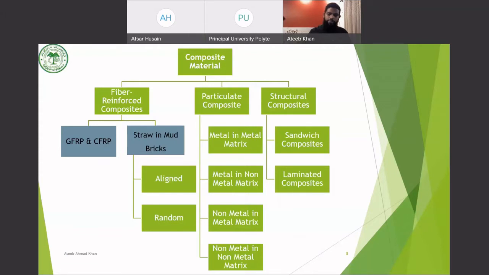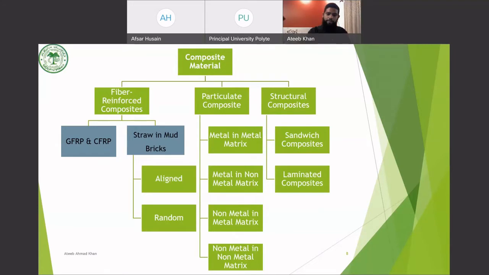Now, coming to the second type of composite material, which is particulate composite material. Particulate composite material is where we use small particles of one material in the matrix of another material. There are four combinations of particulate composite material: metal in metal matrix, metal in non-metal matrix, non-metal in metal matrix, and non-metal in non-metal matrix.